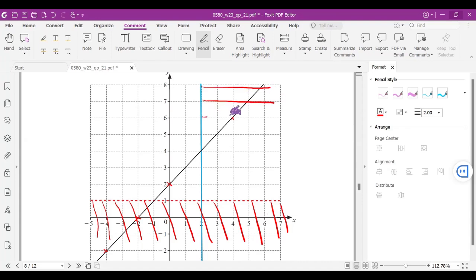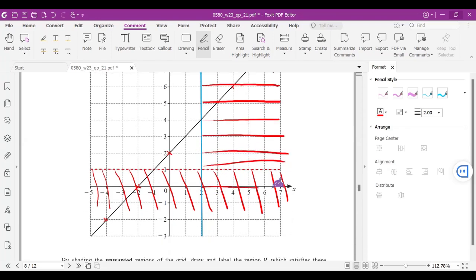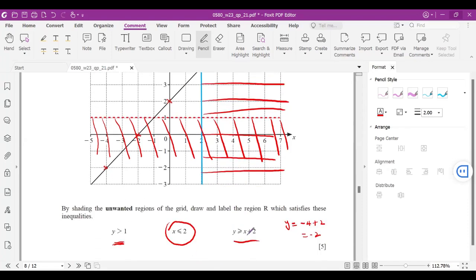All the numbers within this region are not wanted. They cannot satisfy the inequality. So we shade them. They are the unwanted region. We shade them. Very good. Now let's look at the third one.